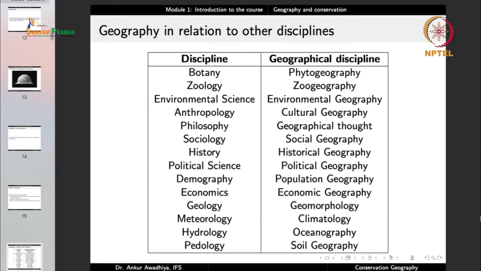We observe that geography is closely related with several other disciplines, primarily because different disciplines may have things that vary over different areas.